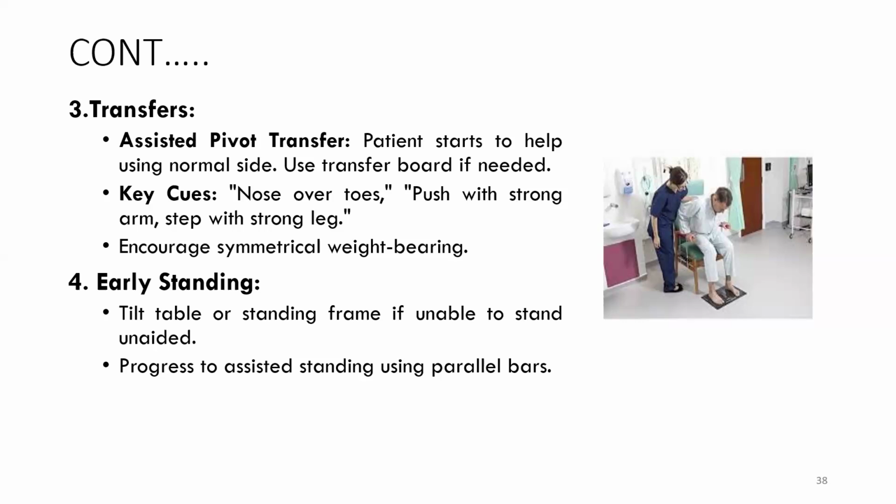Early standing, maybe you can begin by the use of the tilt table, or if there is no provision for that, you can use the convenient standing frame if your patient cannot stand alone. So with this, you can progress to maybe assisted standing. You move into the parallel bars. So these are all methods that you can encourage transfer within the stroke survivors.